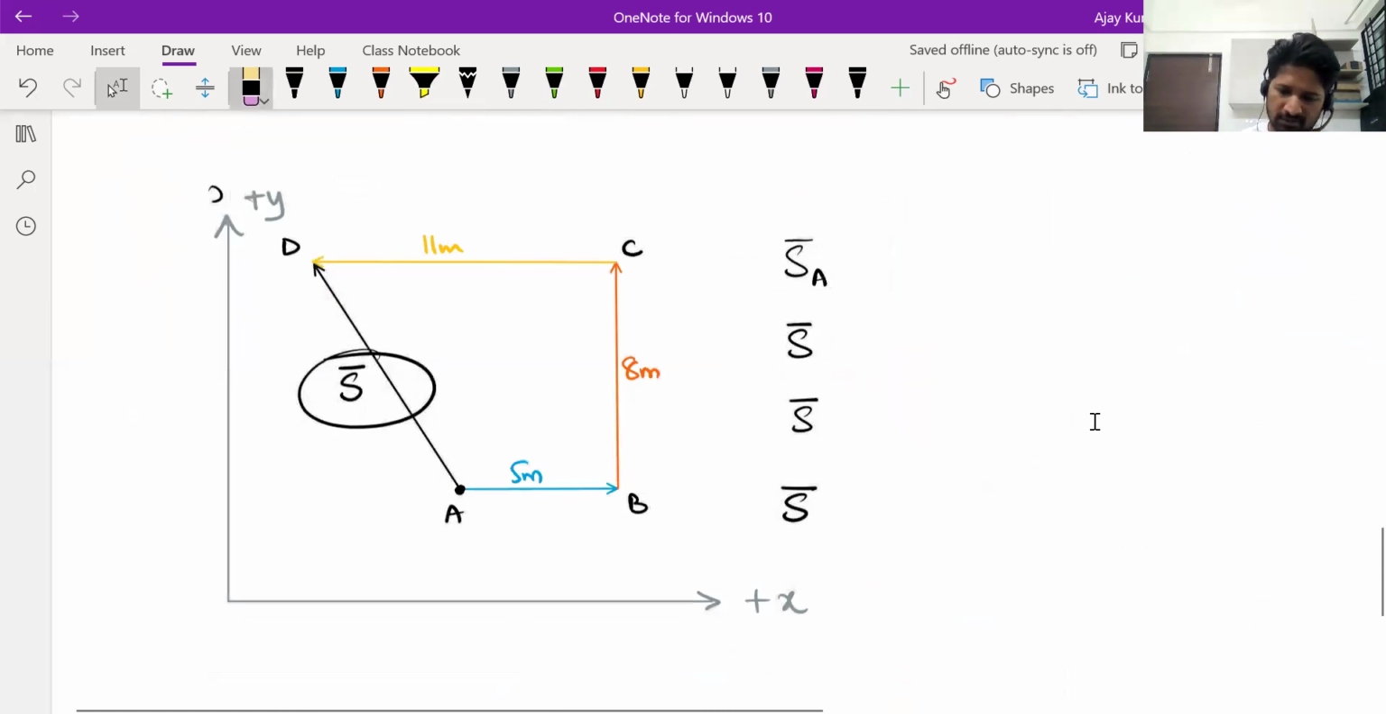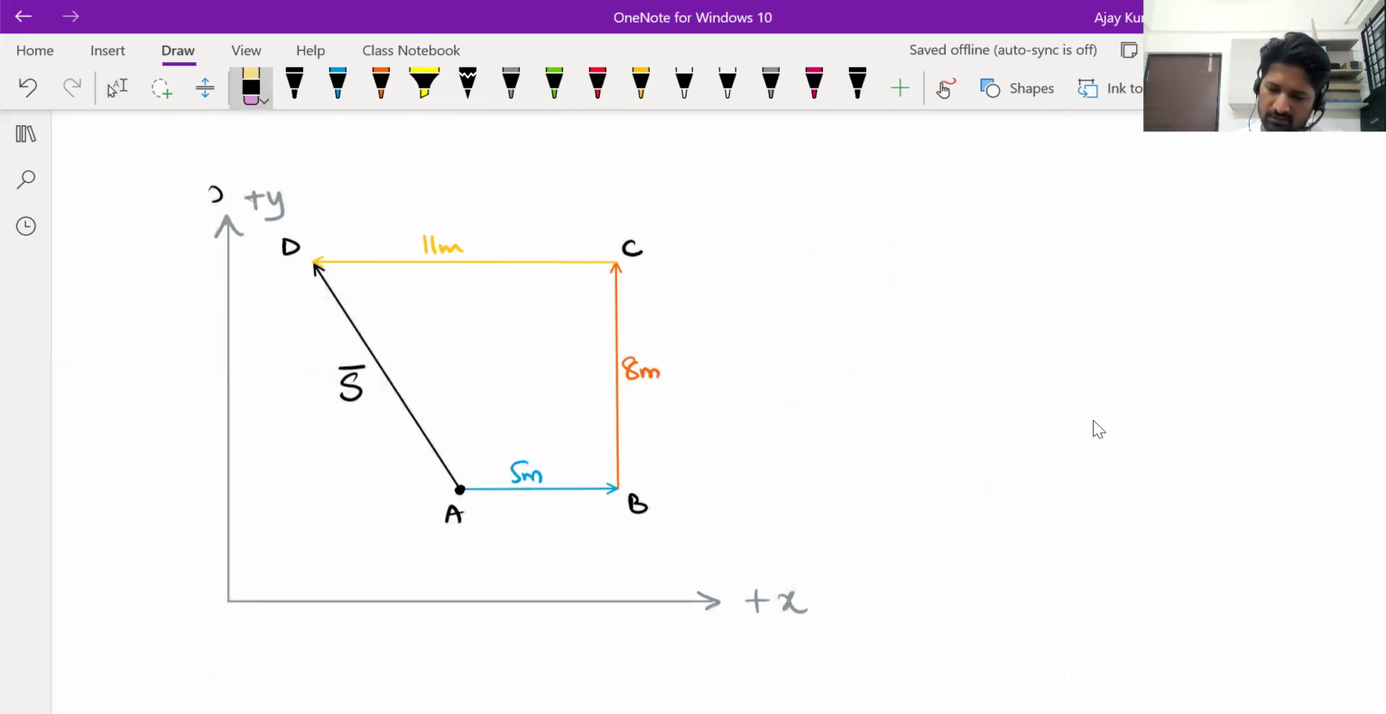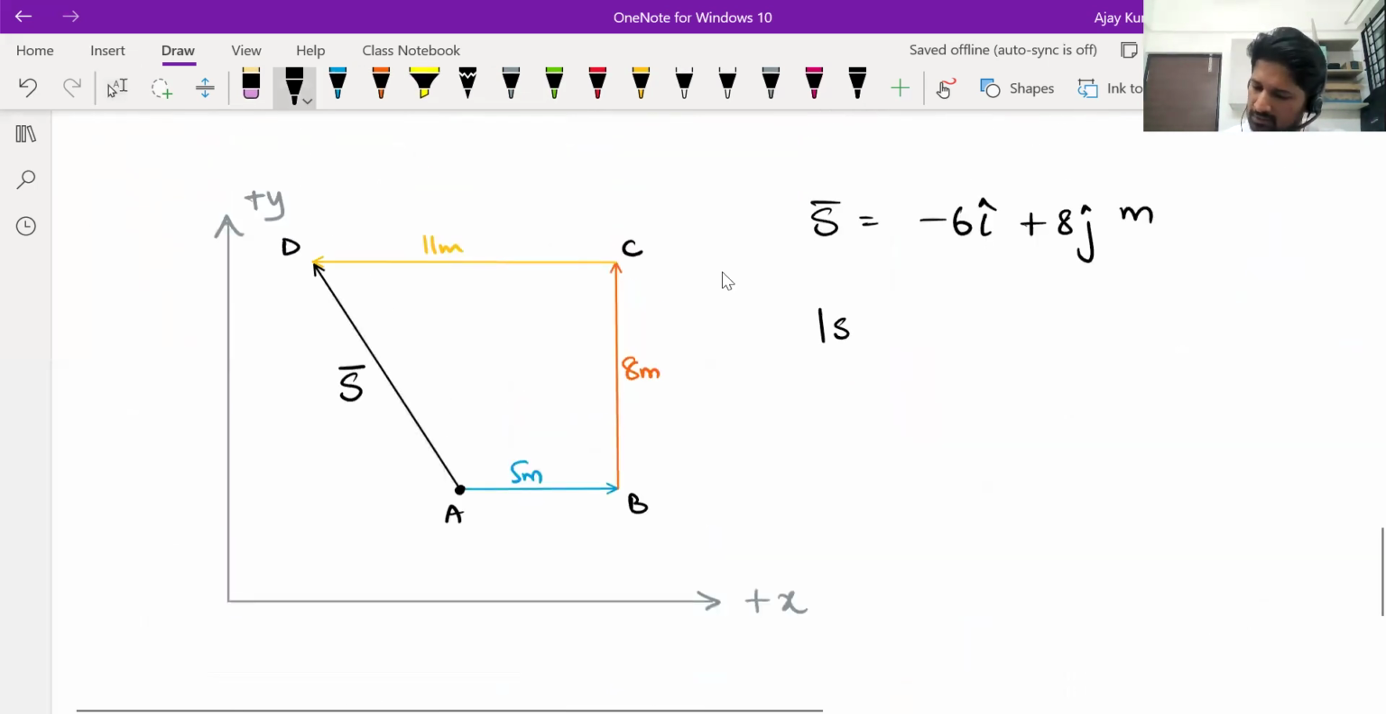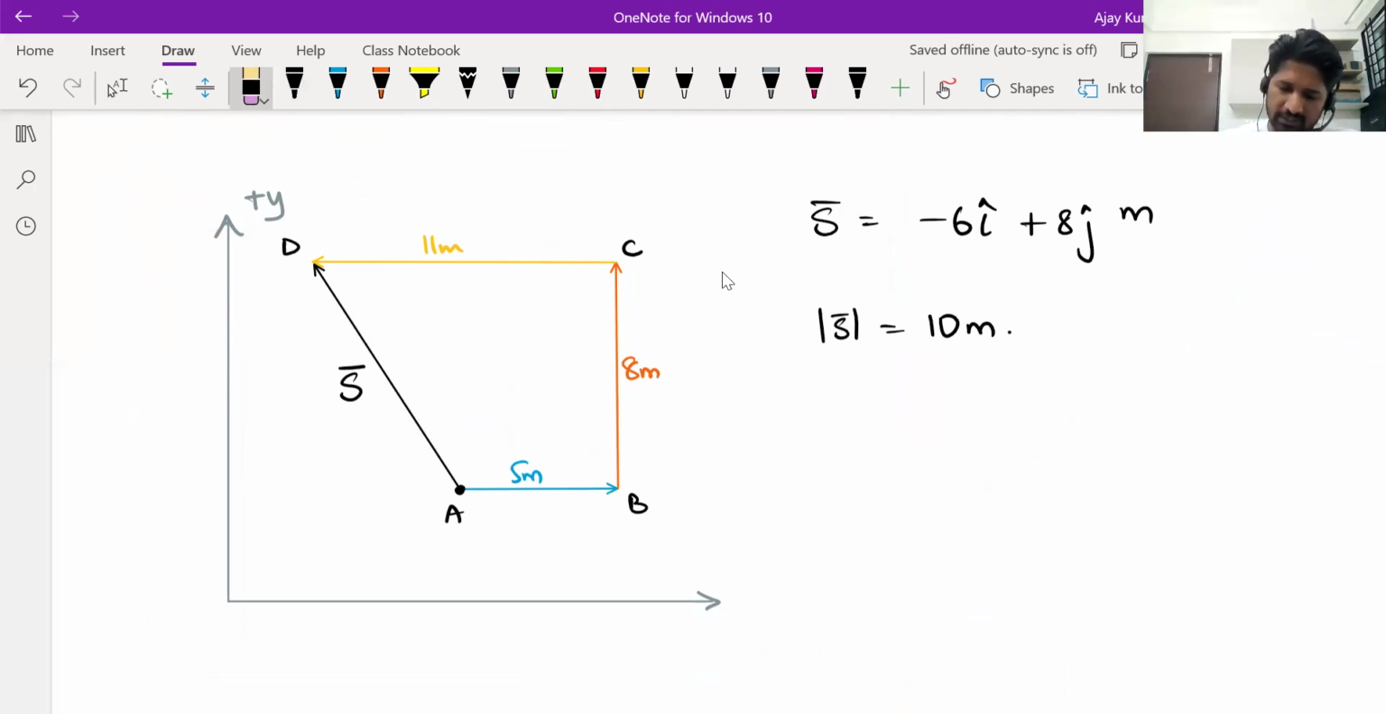So we have the final displacement vector in hand. Total displacement we know is minus 6 i cap plus 8 j cap, in meters. That's what we got, no? We got the magnitude of displacement also. It is 10 meters. Now we have to specify that direction. So now we will not be using x and y anymore. We'll have to use north, east, west and south. So x will be east, y will be north, then to the left will be west. Can one of you tell me in which direction is that total displacement A to D?